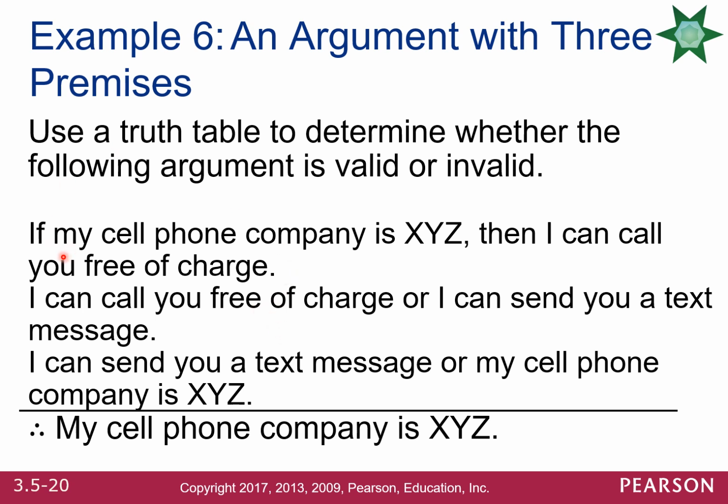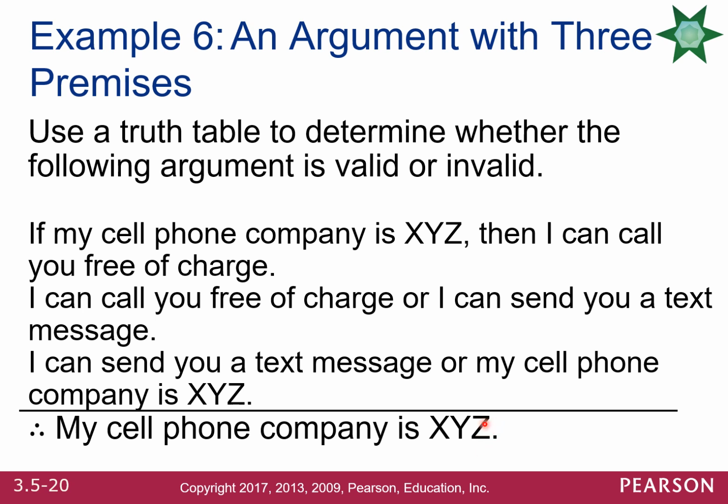The first one says if my cell phone company is XYZ, then I can call you free of charge. The next premise is I can call you free of charge, or I can send you a text message. That's the second premise. The third is I can send you a text message, or my cell phone company is XYZ. And all these three premises lead to the conclusion, therefore, my cell phone company is XYZ.